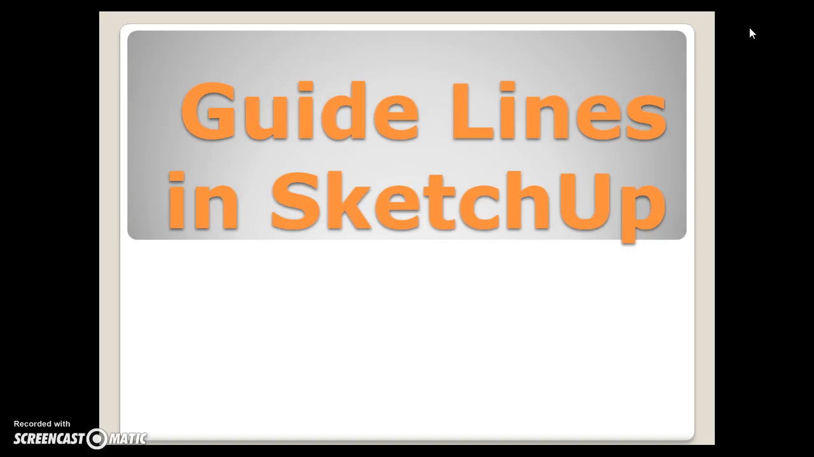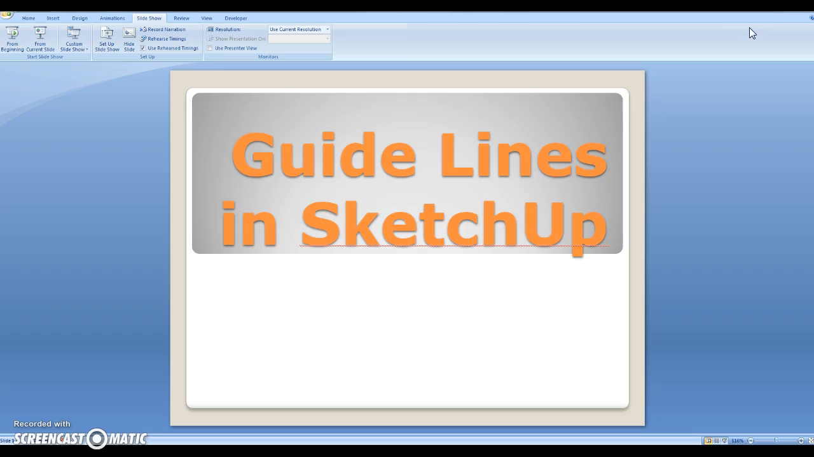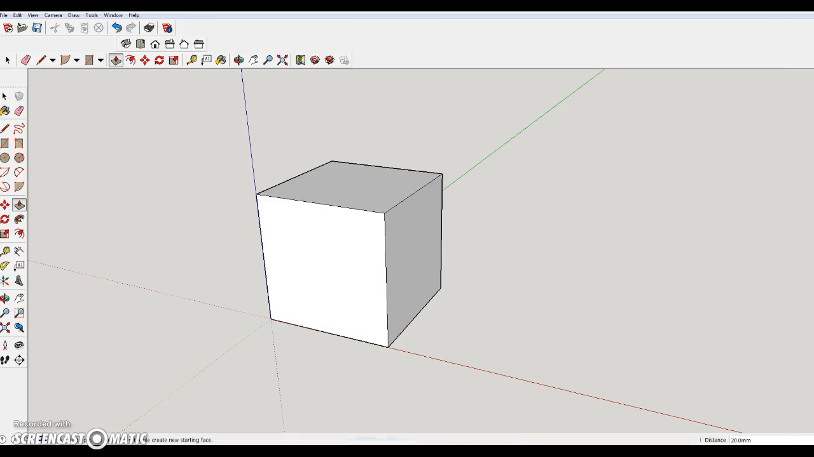Today we're going to learn how to do guidelines in SketchUp. What are guidelines? Well, let's talk about what they are not. Guidelines are not part of the object itself. When you draw a line, you usually have a solid line. Guidelines are dashed lines, and they help you to measure.